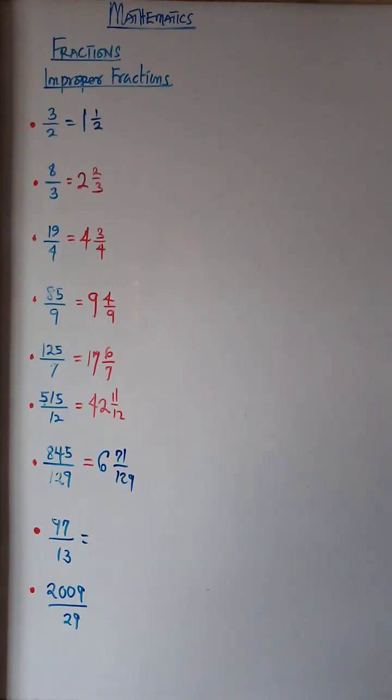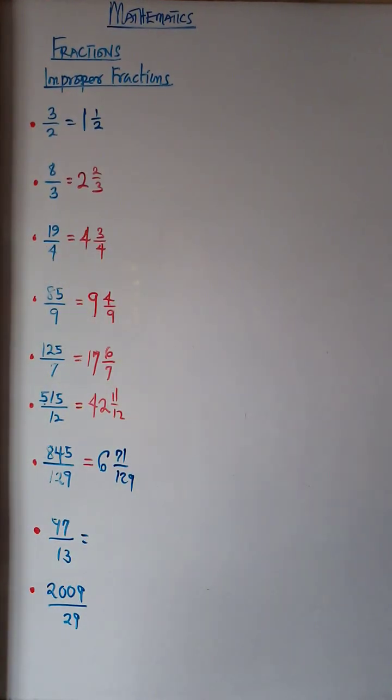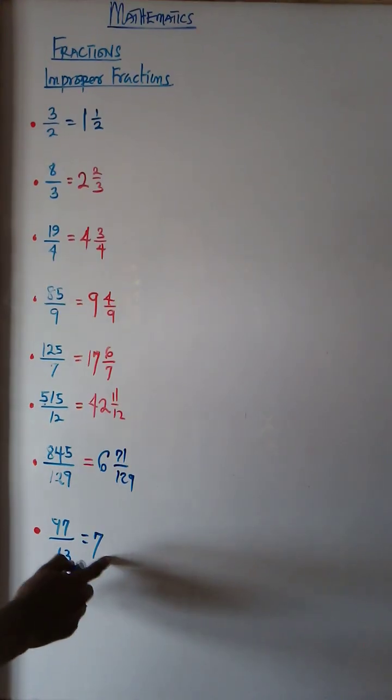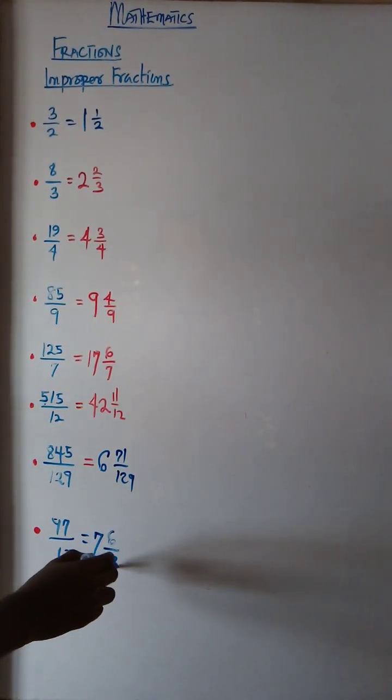Alright, for this one, we can easily guess. If we do 13 times 6, let's see what we're going to get. We are going to get 78, which is not up to 79. Let's try 7. If we multiply by 7, we get 91, which is very close. If you try 8, it will be far more than 91. So 13 appears in 97 7 times. 13 times 7 is 91. 97 minus 91 should give us 6 over 13.